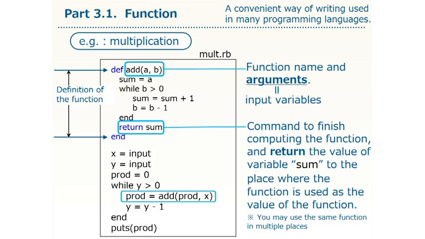After the function definition, the rest of the program can be written as before, while you can now use the defined function. For example, you can write add(prod, x) in the arithmetic expression like this. This calls the function add, and after its computation, the value of the function, which should be prod plus x if the function is correctly defined, is passed here.